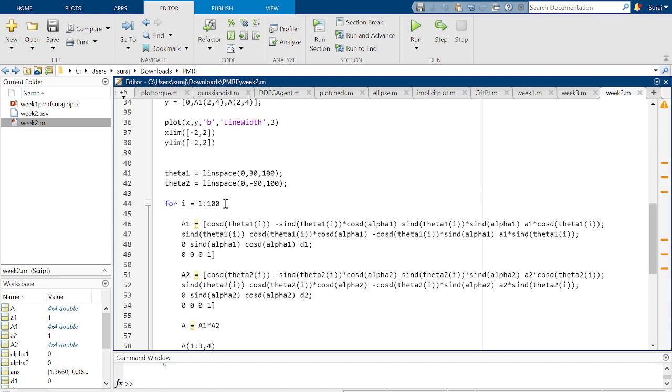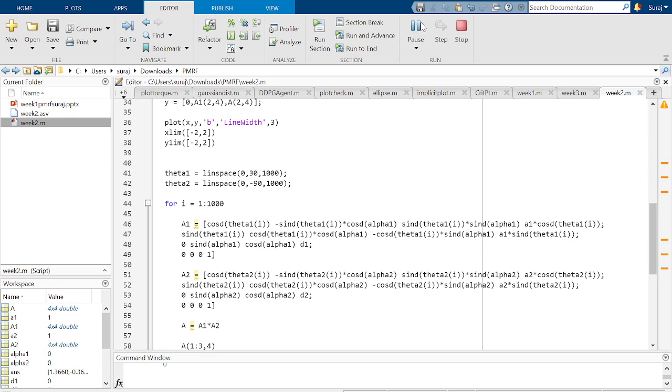If you want it to last for more time, let's have 1,000 values. Here also 1,000 values, and I run this. So it started from 0 0, and it's moving with a 0.1 second delay. It is changing its shape, and it will move to the 30° and 90° position. Okay, so it's too slow.